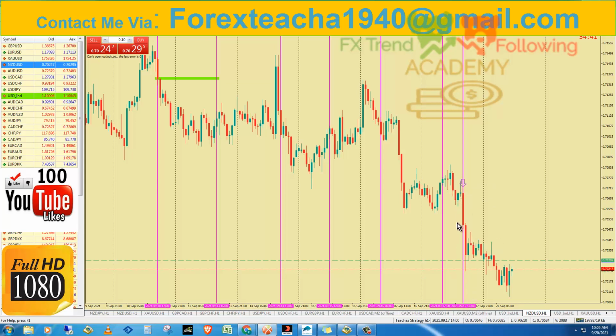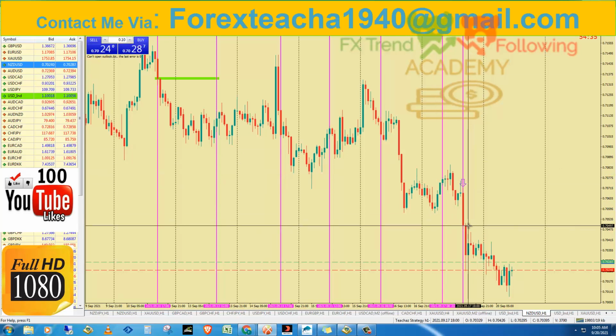The US dollar is stronger than the New Zealand dollar. Okay, so we are going to sell, because if the currency on the left is weaker, it means we are selling. If it's strong, it means we are buying. Okay, so in this case, this was a 40 pip win.